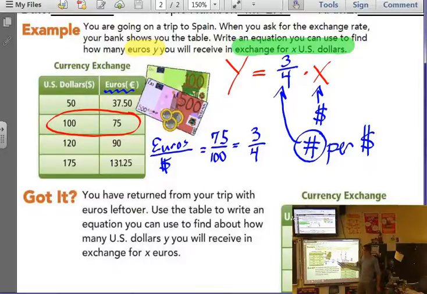I did my euros divided by my dollars. Because if I'm inputting dollars, my constant of proportionality has to be per dollar. Whatever other value you have, it's got to be per dollar. So I set up euros per dollar, euros on top, dollars on bottom. I reduce it. Now I could also make this a decimal and do 0.75 if I wanted to. But that doesn't change anything.